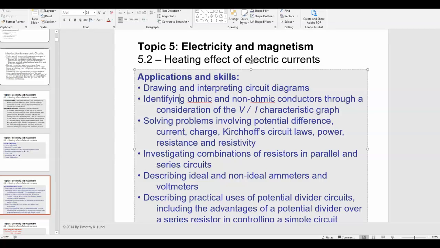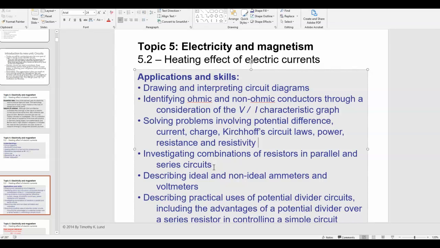The things you must be able to do. You must be able to draw and interpret circuit diagrams, identify ohmic and non-ohmic conductors through a consideration of the VI characteristic graph. That's very easy to do. Solving problems involving potential difference, current, charge, Kirchhoff's circuit laws, power, resistivity, and resistance. That's probably going to be the most difficult part of this unit. These problems can range from very, very easy to very, very difficult.